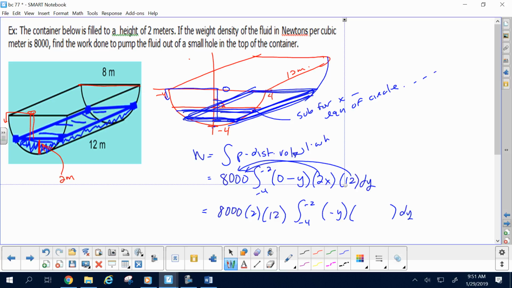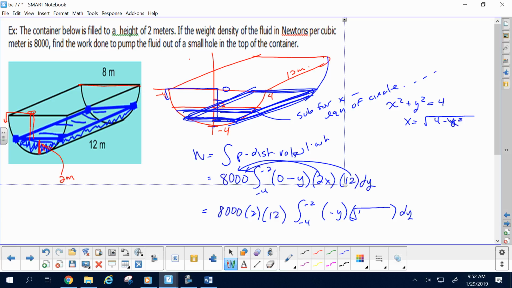What's the equation of the circle? X squared plus y squared equals 4. X then is plus or minus. Now I don't have to sweat plus or minus because I can just use the right side. The 2 takes care of the doubling right and left. So don't worry about the plus or minus. Oops, that's y. So x is the square root of 4 minus y squared. You follow?